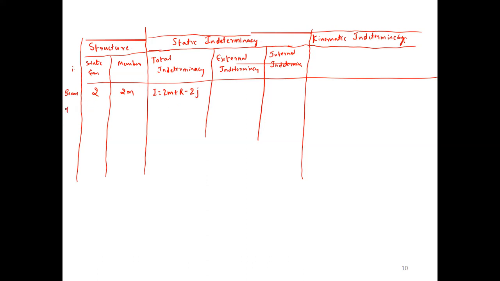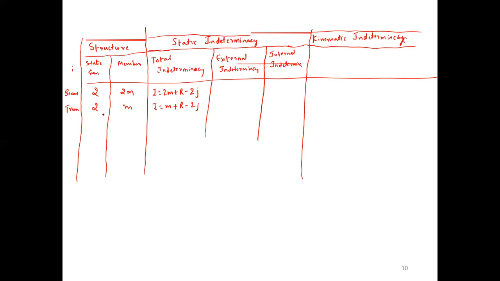Or you can take truss first, no problem. If you take truss first, static equations are 2, number of members m. So I equals m plus r minus 2j. Next you take frame. In frames, static equations are 3, members 3m. Therefore, I equals 3m plus r minus 3j.